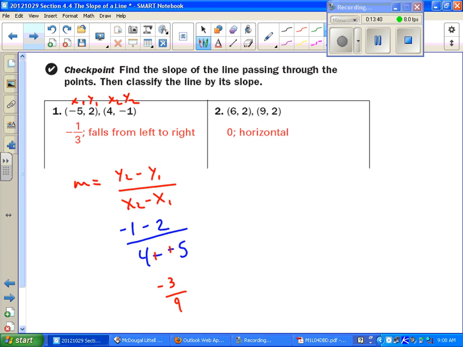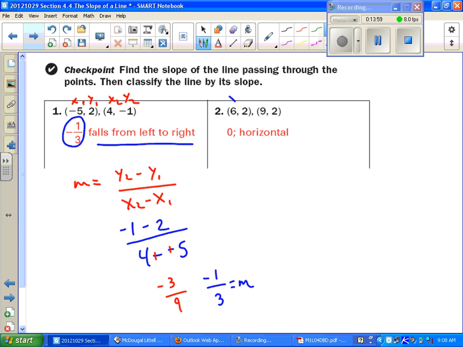You can simplify that. The number 3 goes into both of them. 3 times -1 is -3, and 3 times 3 is 9. So your slope for the first one is -1 over 3, and that's where it comes from here. Anytime it is a negative value, it will fall from left to right. It means it's going downhill. It's a ramp going downhill.